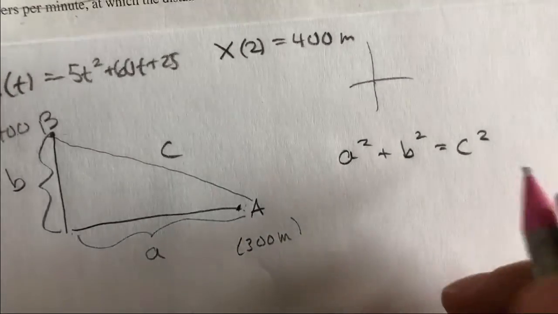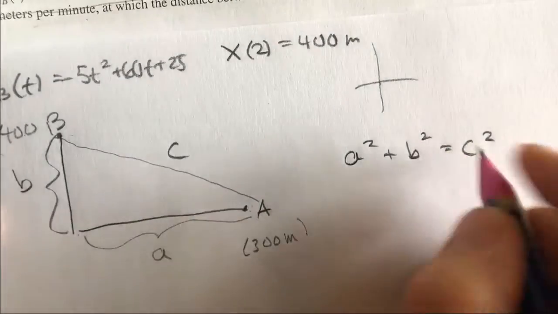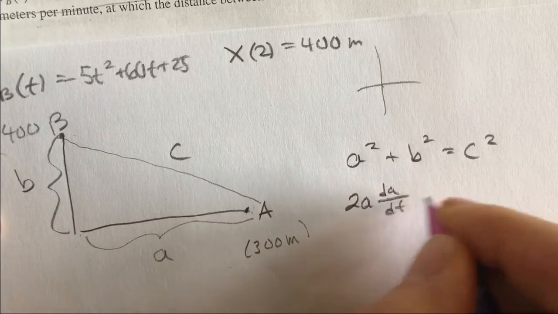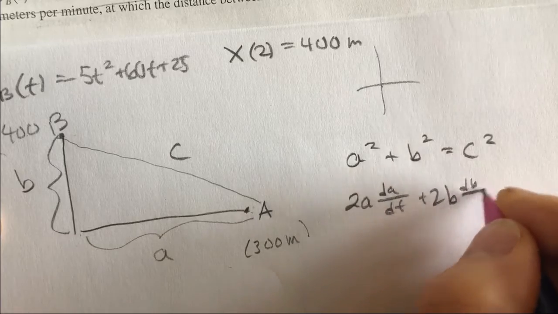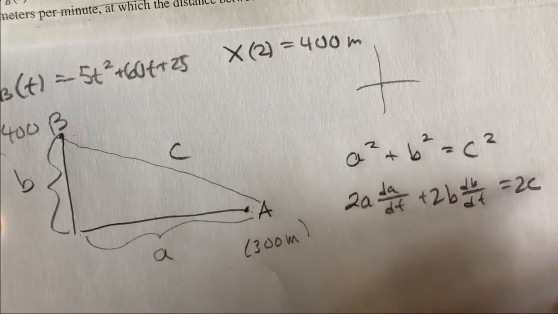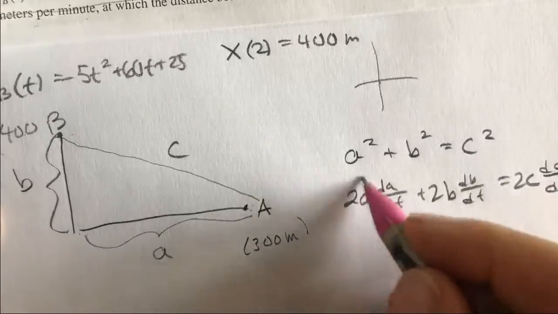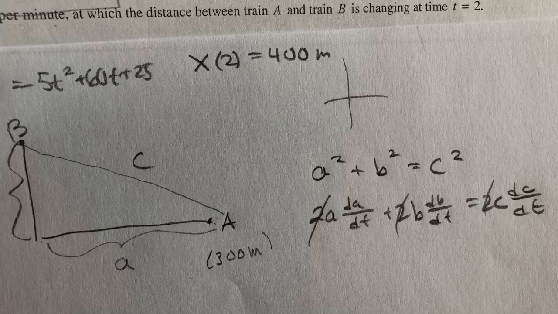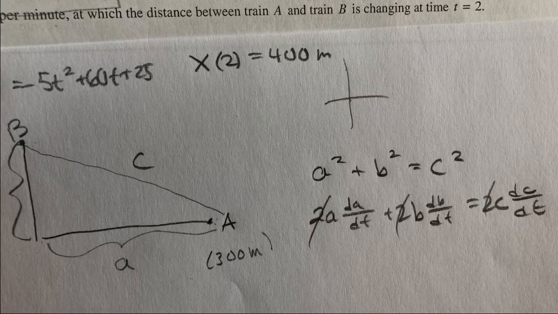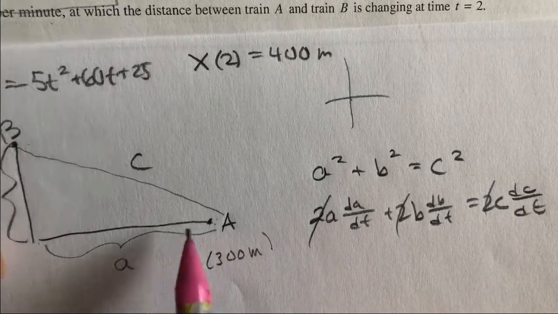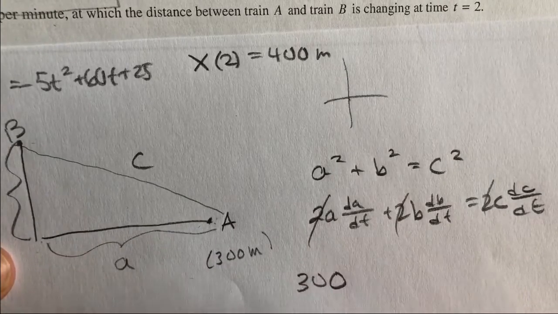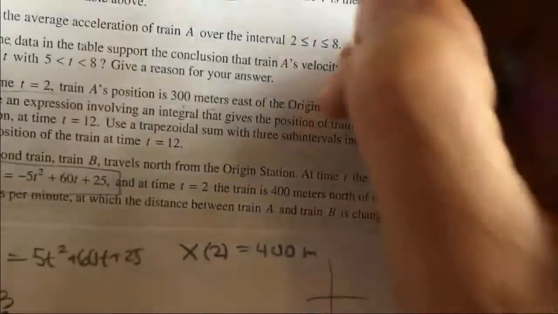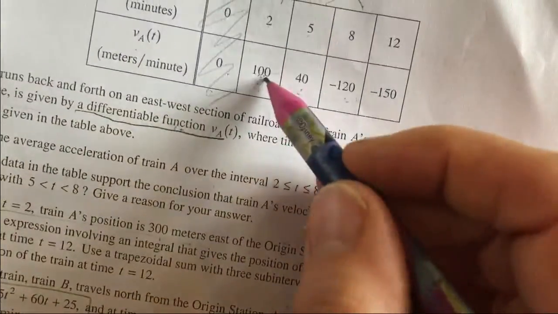Put that in there. We're going to take the derivative of both sides with respect to t. So 2a dA/dt plus 2b dB/dt equals 2c dC/dt. I always get rid of the 2's, divide both sides by 2, that's legal. And now we're going to plug and chug. So at time t equals 2, A was 300. dA/dt, the rate at which A's position is changing, if I get that right from the table, that's the 100, its velocity.